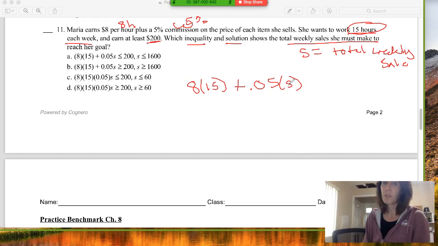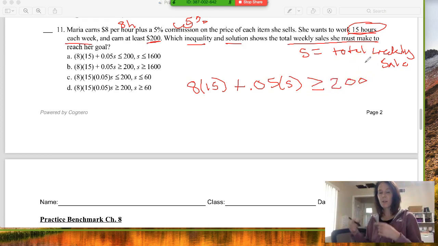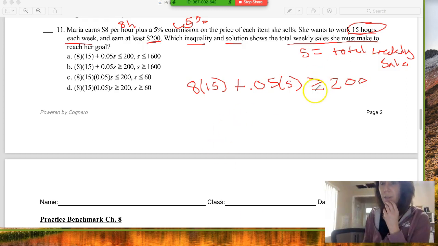I don't know how much she sells. But her hourly wage plus her sales, she wants to earn at least $200. So that all needs to be greater than or equal to 200. If she wants to earn at least 200, it needs to be greater than or equal to 200. That's kind of confusing because most of these were a less than. The at least happens to be a greater than. If you want to think about it, if you want to earn at least $200, that means this has to be bigger than 200 or equal to it.